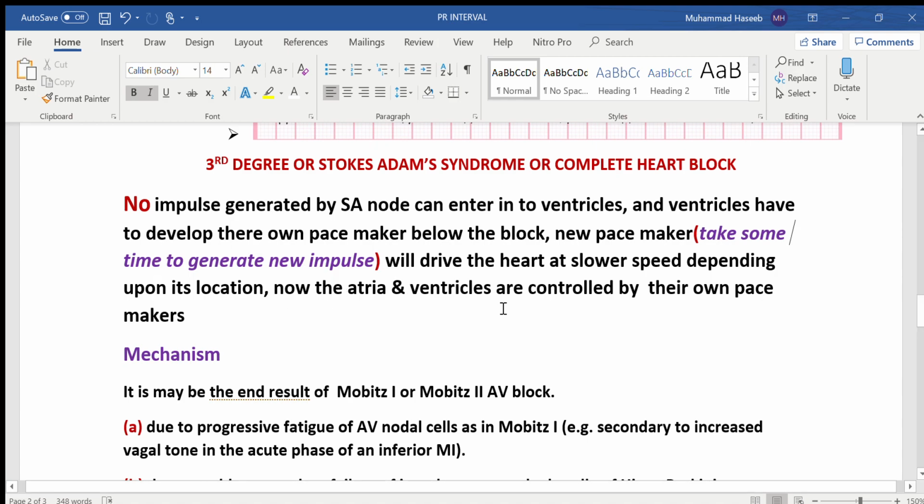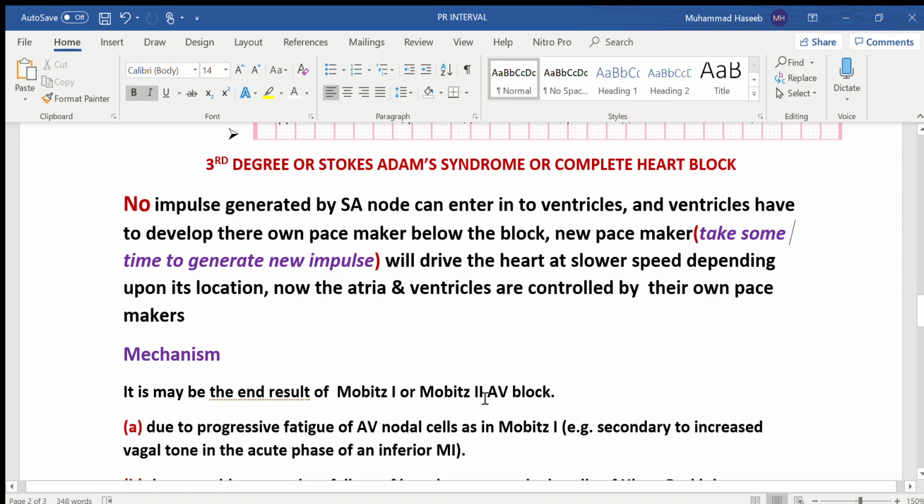Now the atria and the ventricles are controlled by their own pacemakers. That means your heart is beating under the control of two different pacemakers. One pacemaker is for the atria, the other pacemaker is for the ventricles. Now the mechanism involved. Third degree block may be the end result of Mobitz type 1 and Mobitz type 2. You remember that Mobitz type 1 means gradual prolongation of the PR interval, and this is usually due to the fatigue of the AV nodal cells.